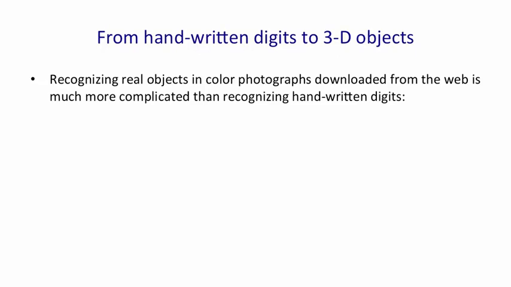Many computer vision researchers thought this was a waste of time if you wanted to be able to recognize real objects in color images, because they thought that the lessons learned from MNIST would not generalize to that domain. That was a fairly reasonable thing to think. Here's a number of reasons why it's a much more difficult task.